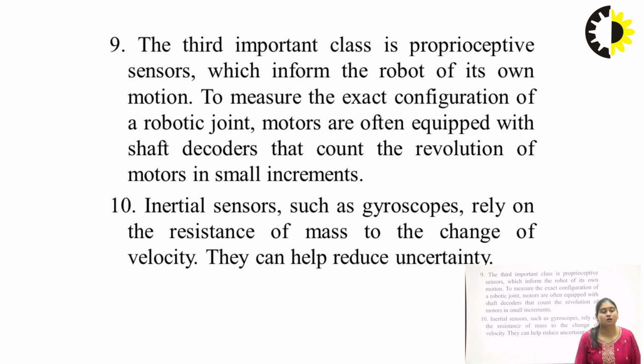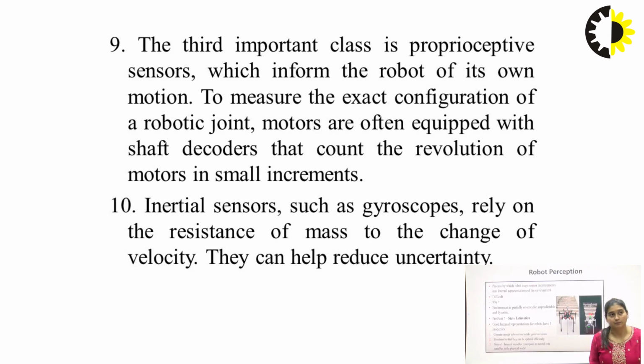Okay, so these are the sensors of interest, and to measure the exact configuration of a robotic joint, motors are often equipped with shaft encoders that count the revolutions of motors in small increments. And lastly, we have inertial sensors such as gyroscopes that rely on the resistance of mass to the change of velocity, and they can help reduce uncertainty.